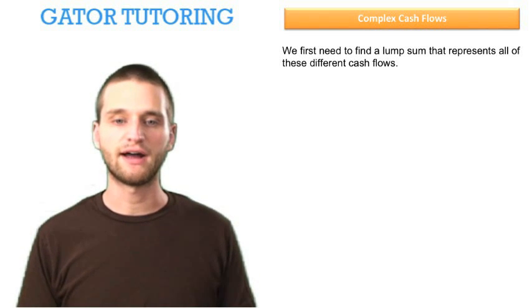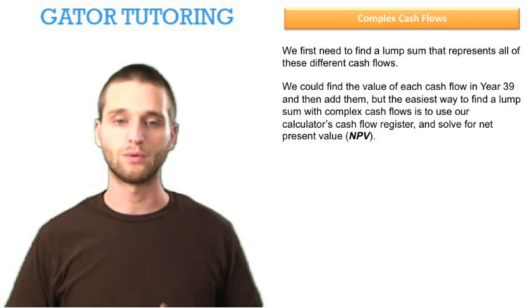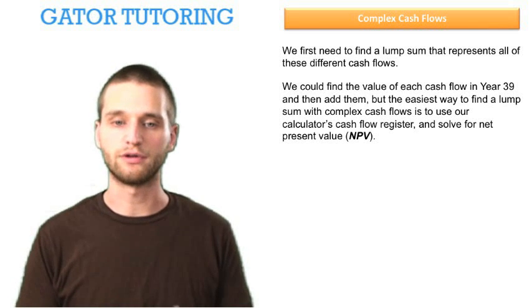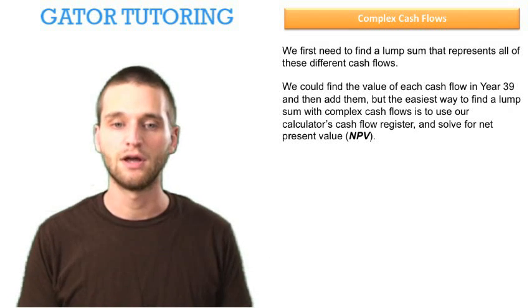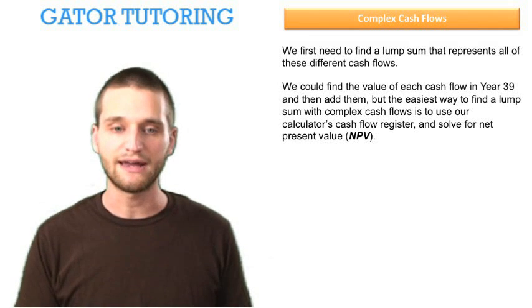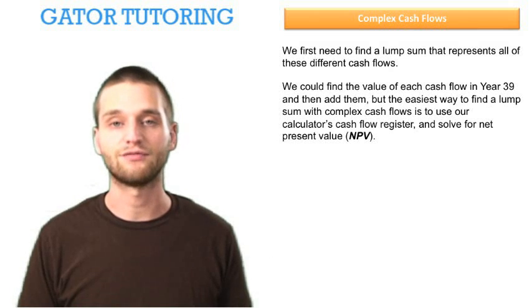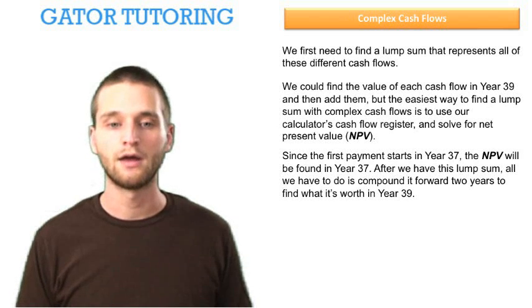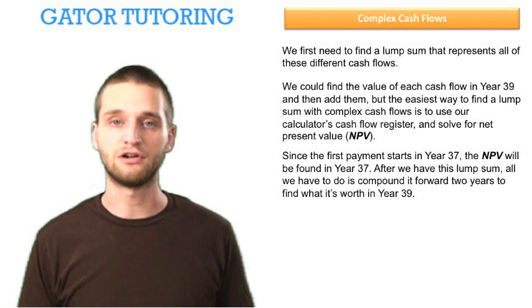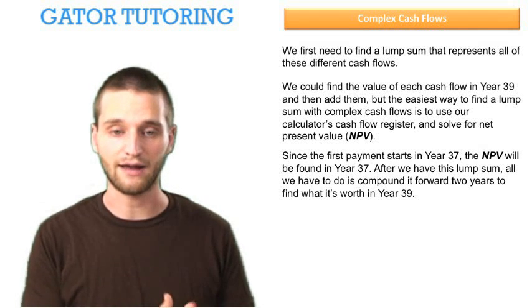We first need to find a lump sum that represents all of these different cash flows. We could find the value of each cash flow in year 39 and then add them, but the easiest way to find a lump sum with complex cash flows is to use our calculator's cash flow register and solve for the net present value, the NPV. Since the first payment starts in year 37, the net present value will be found in year 37. That's what our calculator will evaluate it at.